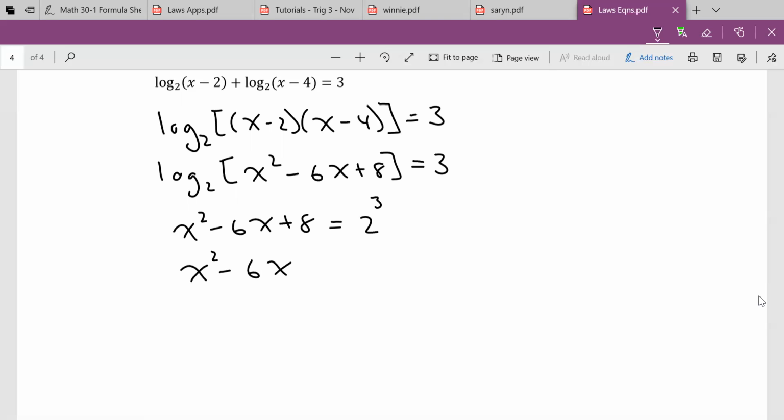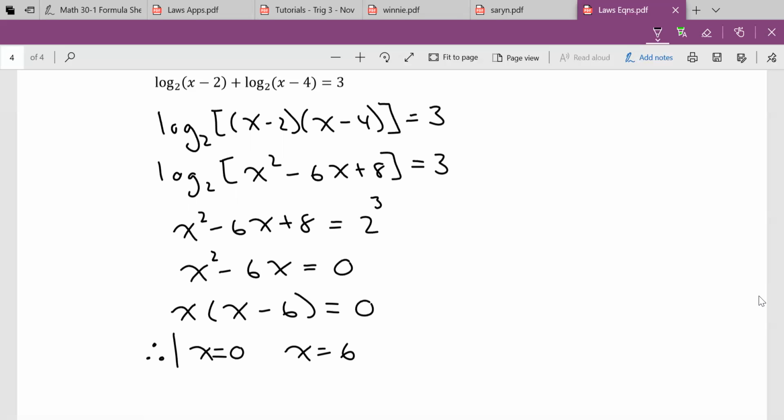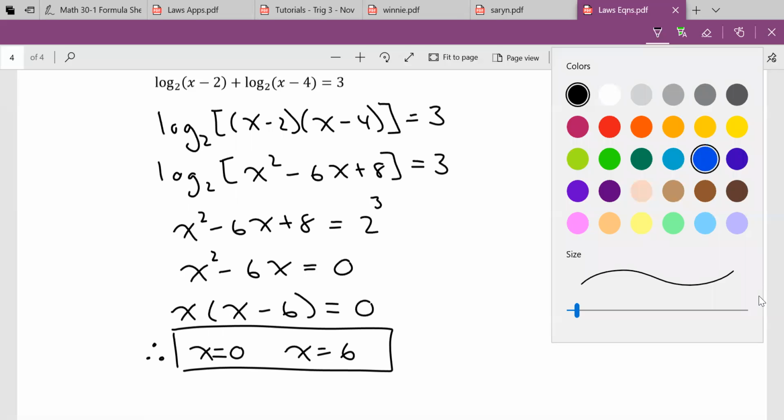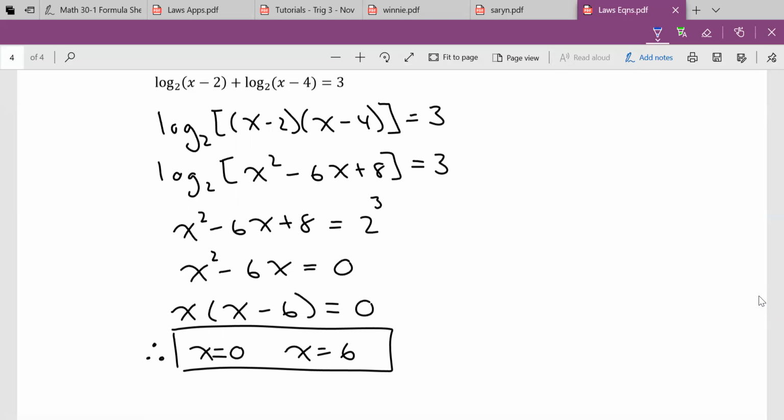Alrighty, well that's 8. I subtract it over, that's 0. Never hurts to factor. So, therefore, we get x is equal to 0, x is equal to 6. Now, I'll see, again, a very common mistake. I'll see a lot of people stop there and say, yeah, that's my answer. Not so. Especially when I start getting more than one answer, I want you to start thinking, maybe one of these is extraneous. Maybe one doesn't work.